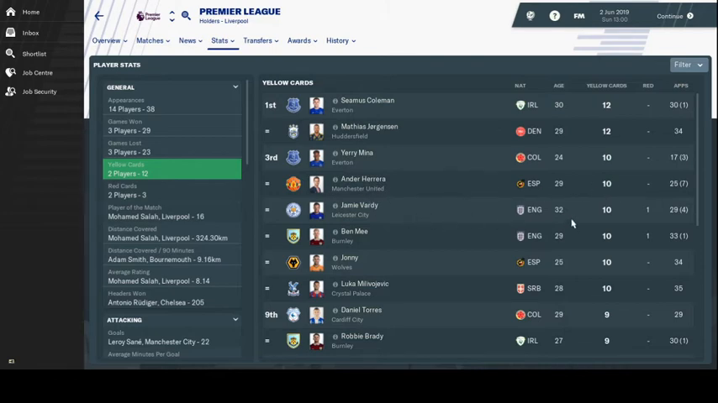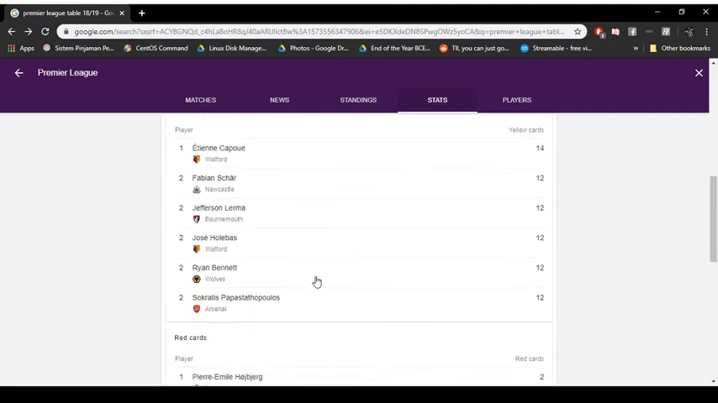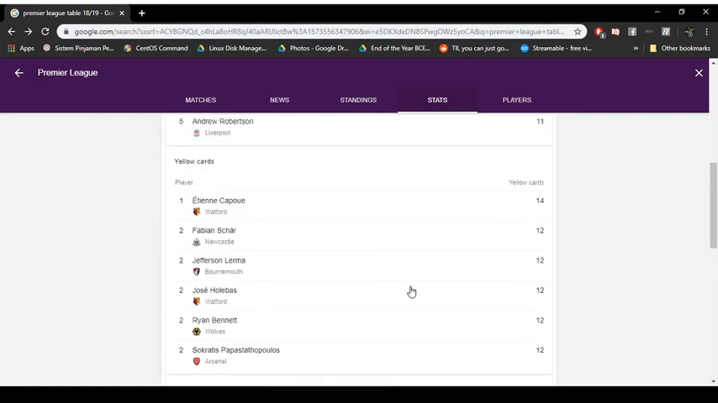Jamie Vardy as well collected 10 yellow cards, and so did the defender from Burnley, Ben Mee, who accumulated 10 yellow cards. Now we compare those results with real life ones. You can see here Etienne Capoue from Watford collected 14 yellow cards, which is 2 more than the simulated version. Fabian Schär of Newcastle got 12 yellow cards, Jefferson Lerma got 12, Holebas got 12, Ryan Bennett with 12, and Sokratis Papastathopoulos got 12 yellow cards.